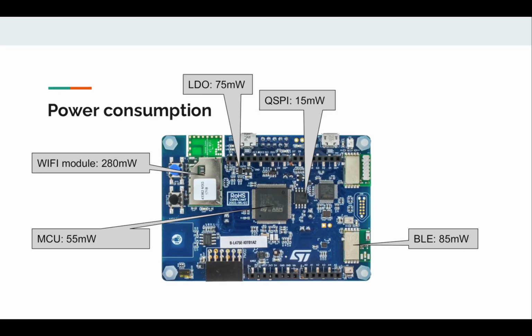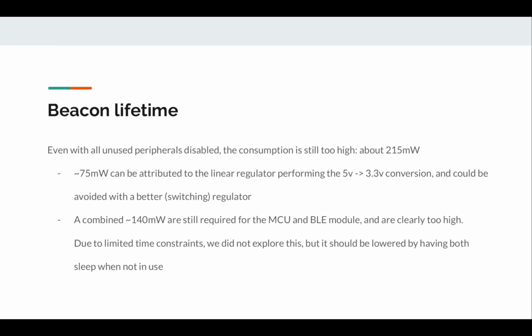And finally, the LDO, the linear regulators on the board. These are used to convert from 5 to 3.3 volts and consume quite a bit of power. As I said, 75 milliwatts can go to the regulators, and this can be avoided with a better one, so we decided to ignore this contribution. Nonetheless, there are about 140 milliwatts, which are way too much. We had a limited time, so we did not explore this fully.